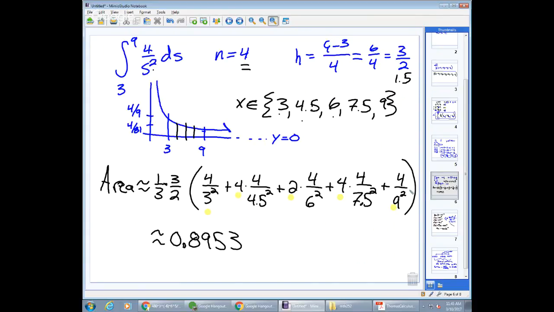Okay, so trapezoidal rule is kind of similar to Simpson's. You get a different multiple out front. Simpson's rule is h over 3. Trapezoidal rule is h over 2.